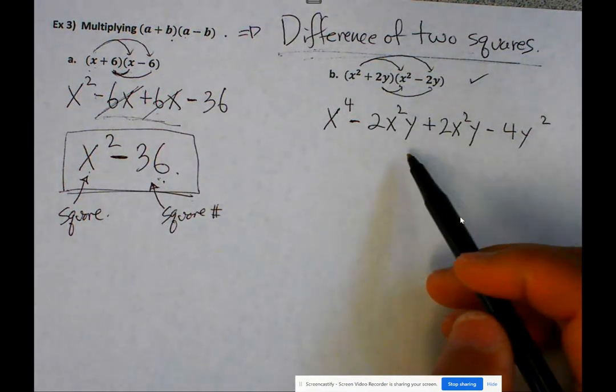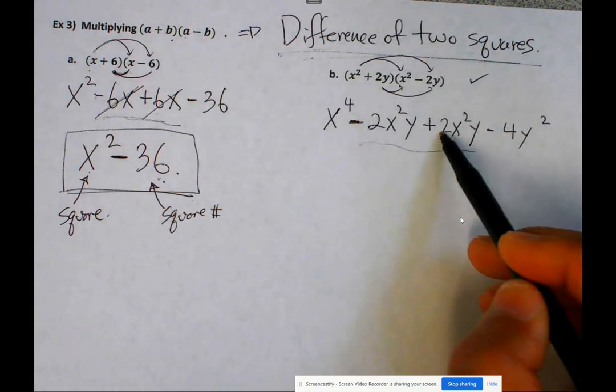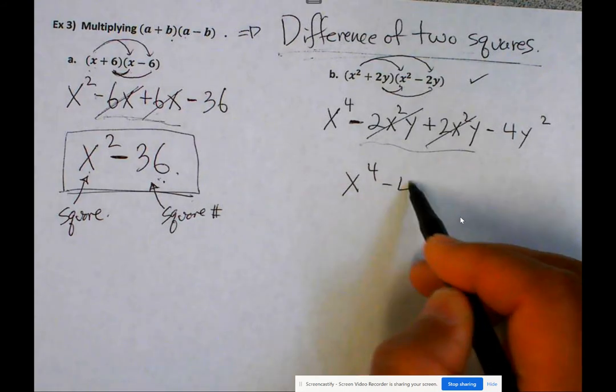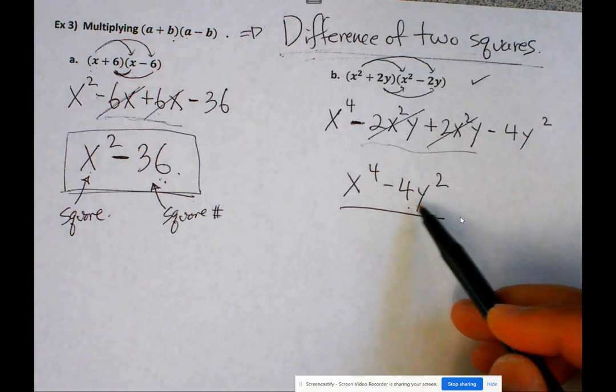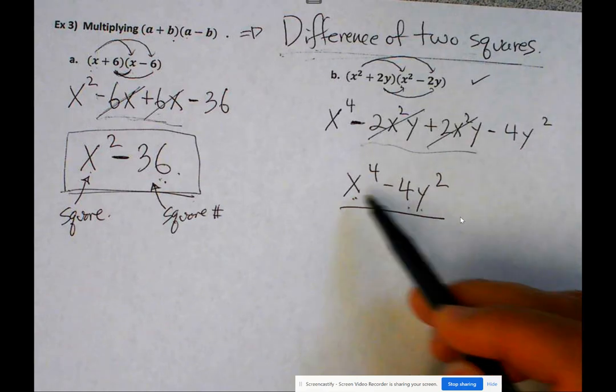Alright, again, check to see if you can combine those two middle terms. One of them is negative and the other one's positive. So we have x to the 4th minus 4y squared. And this is a square number and square variable. X to the 4th is the square of x to the 2nd, so this is also a square. So this is it.